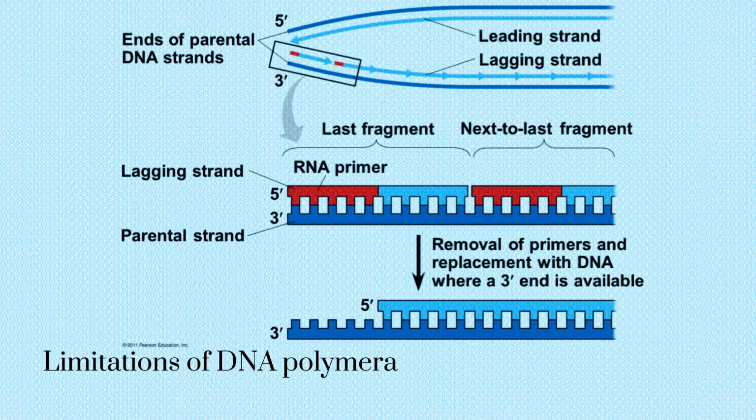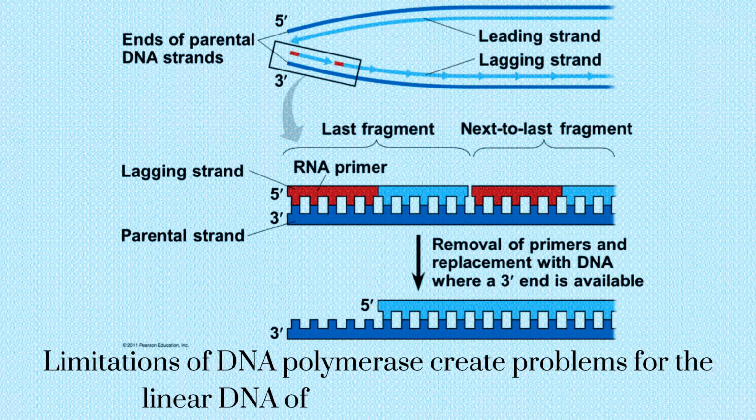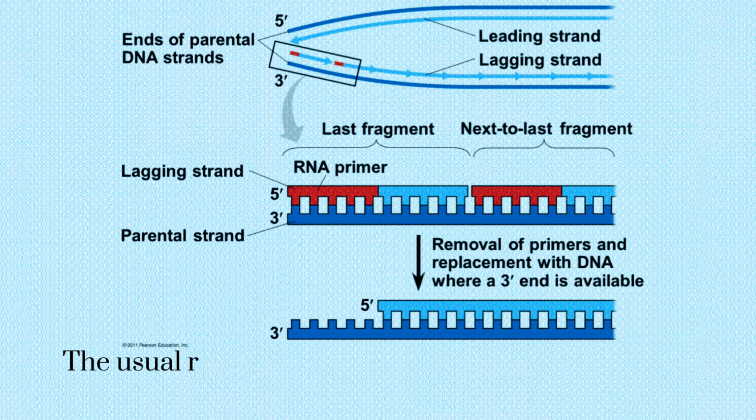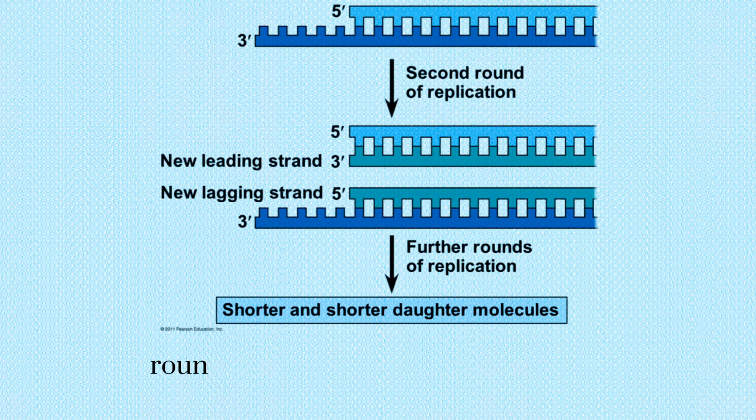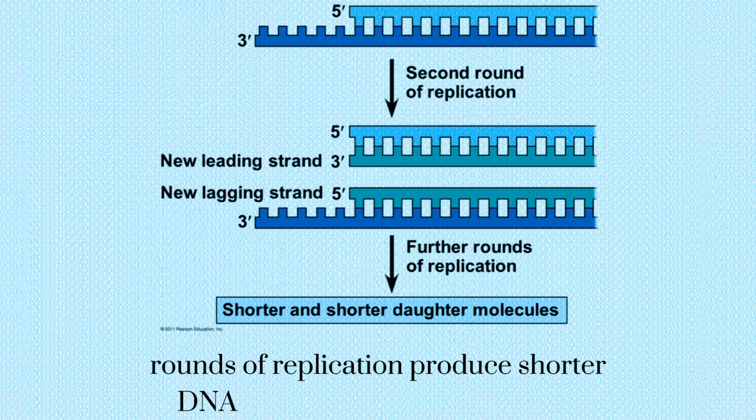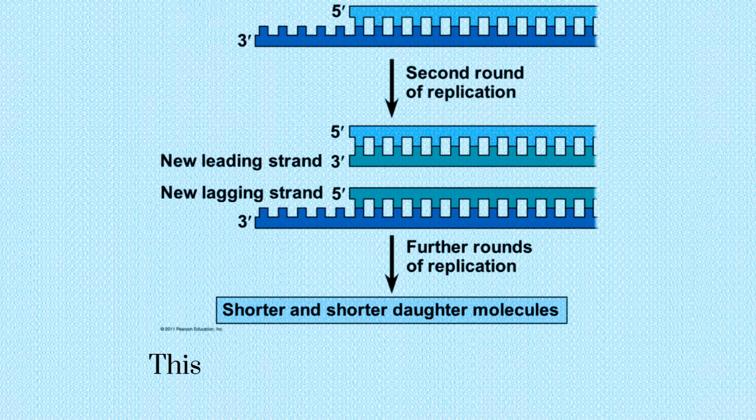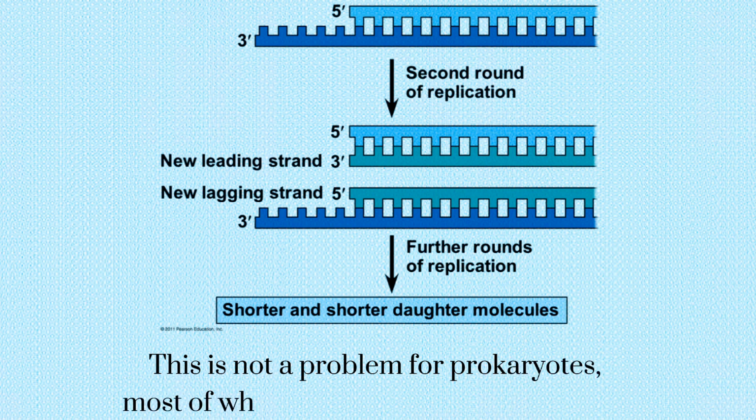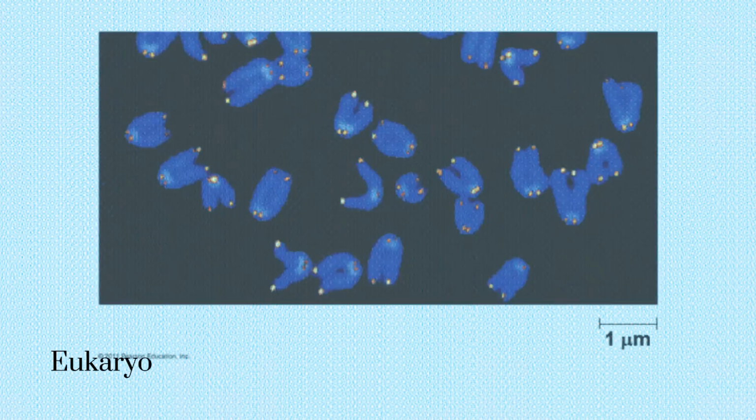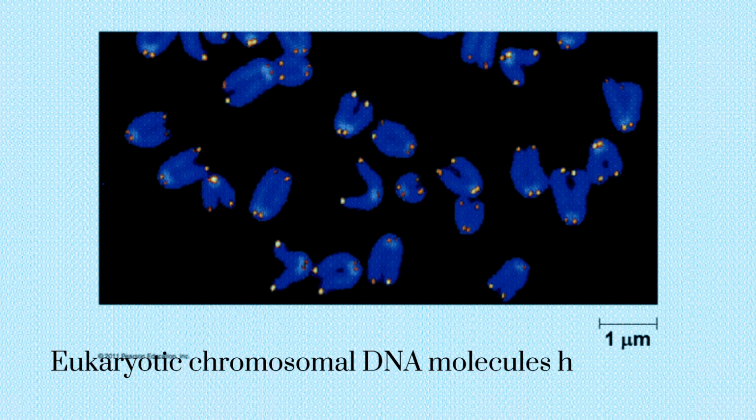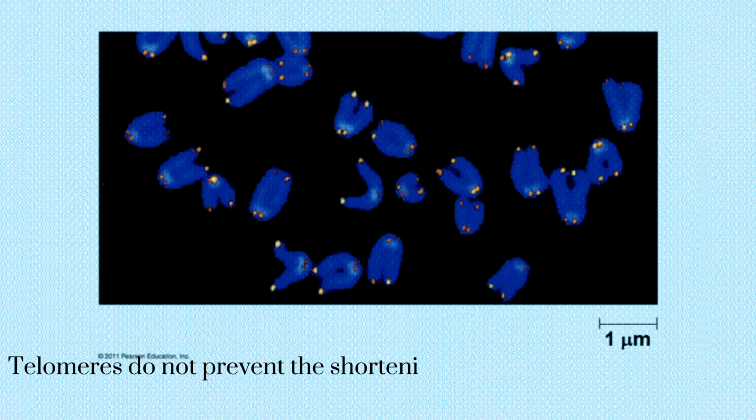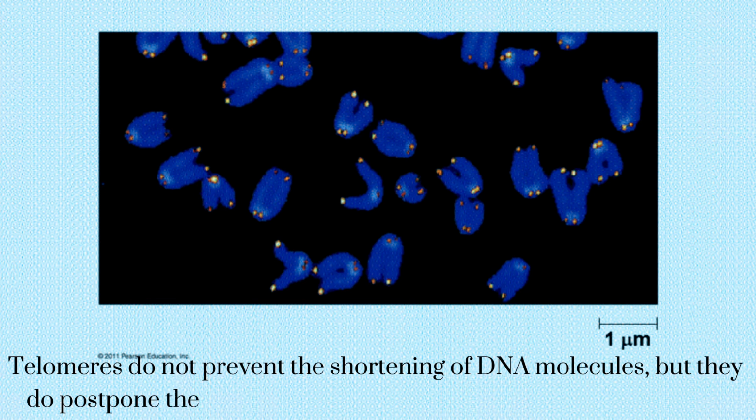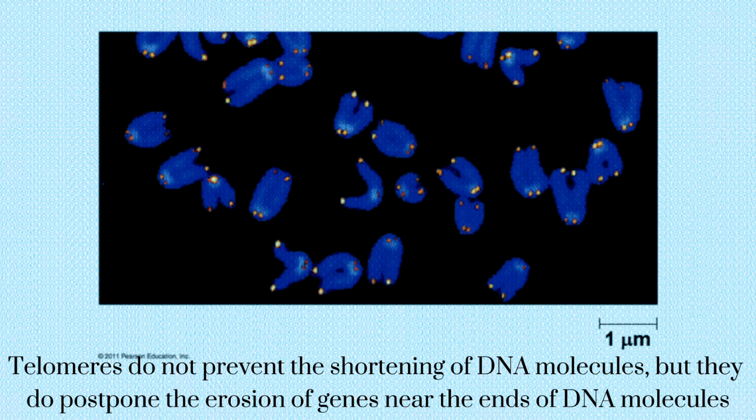Limitations of DNA polymerase create problems for the linear DNA of eukaryotic chromosomes. The usual replication machinery provides no way to complete the 5' ends, so repeated rounds of replication produce shorter DNA molecules with uneven ends. This is not a problem for prokaryotes, most of which have circular chromosomes. Eukaryotic chromosomal DNA molecules have special nucleotide sequences at their ends called telomeres. Telomeres do not prevent the shortening of DNA molecules, but they do postpone the erosion of genes near the ends of DNA molecules.